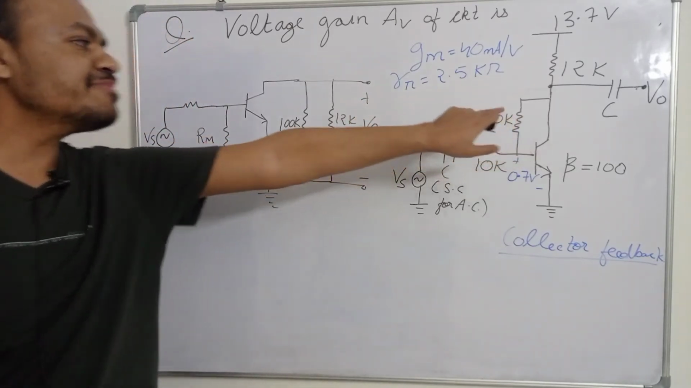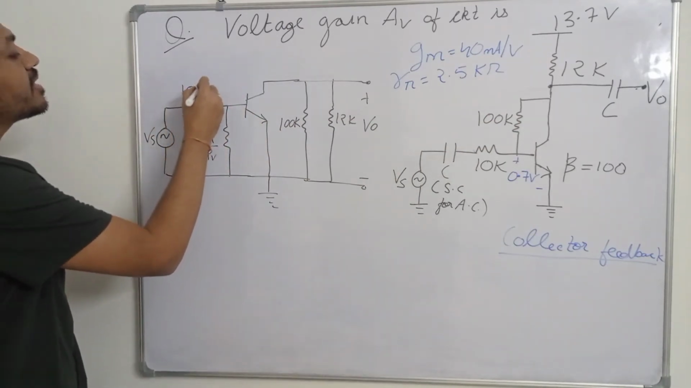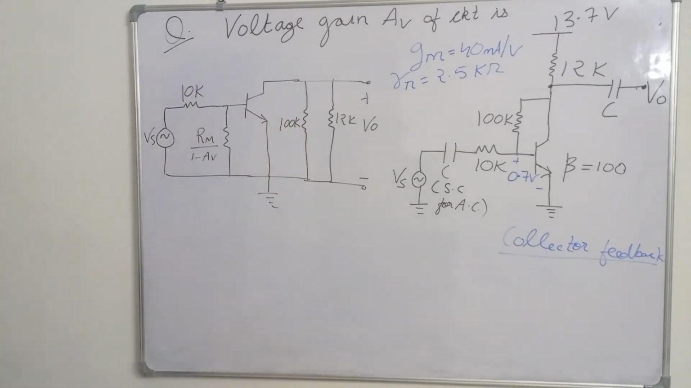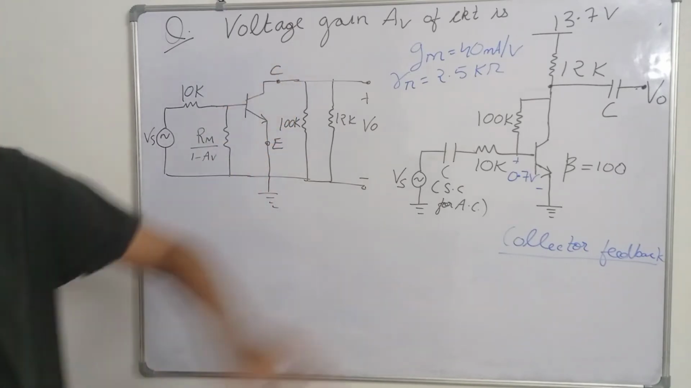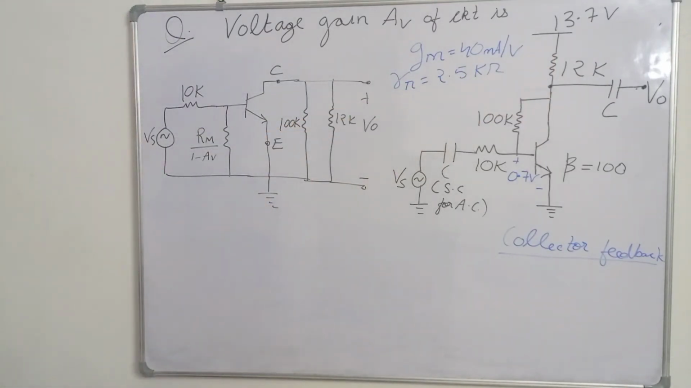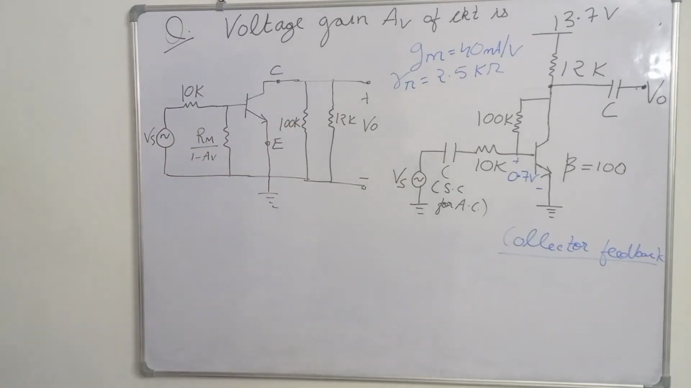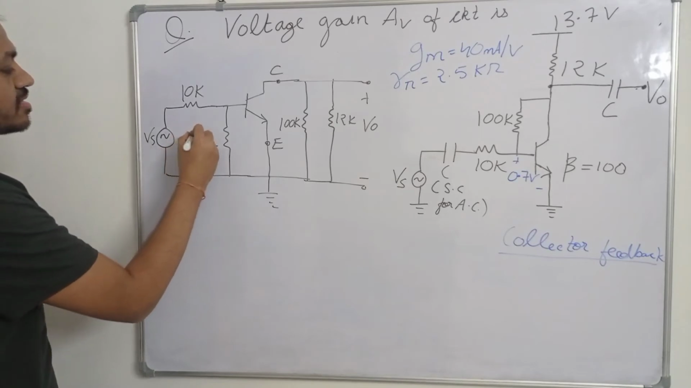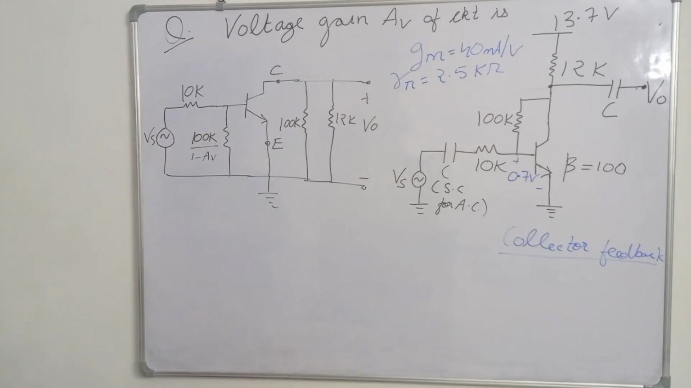We solve this 100k by Miller's theorem. So it appears as Rm upon 1 minus AV, and this is your 10k. This is the emitter terminal, this is the collector terminal, and this 12k is also between collector and ground, and this 100k is also between collector and ground when solved by Miller's theorem. So this 100k is divided into two parts, this 100k and this Rm upon 1 minus AV, where Rm is obviously 100k upon 1 minus AV. So this is the equivalent circuit when we replace the DC source with ground.